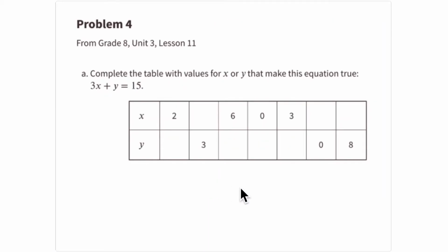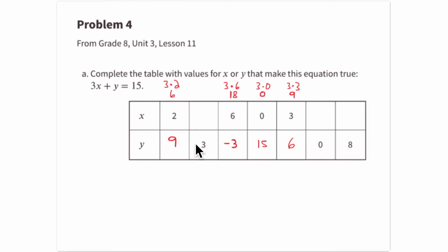To figure out these points, I'm going to start with the given x values. If you plug in for x, 2, what you're going to do is multiply every value of x by 3. And then you add its additive inverse to 15, and that tells you what the value of y is. So 3 times 2 is 6, and 15 plus a negative 6. The additive inverse of a positive 6 is negative 6. So 15 plus a negative 6 is 9.